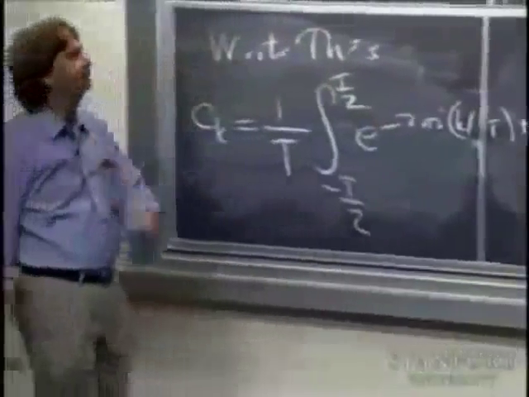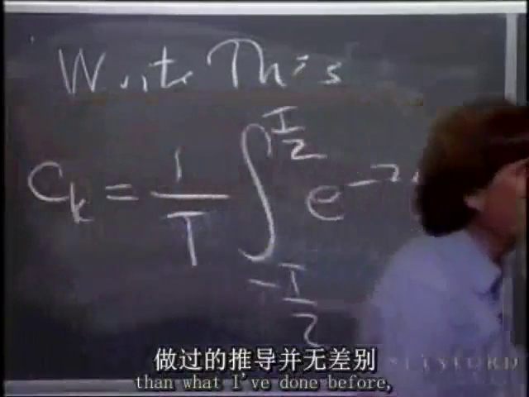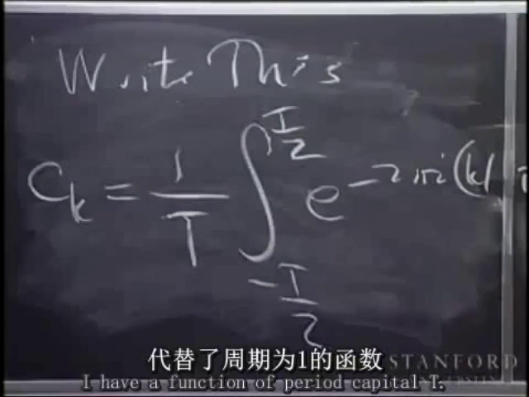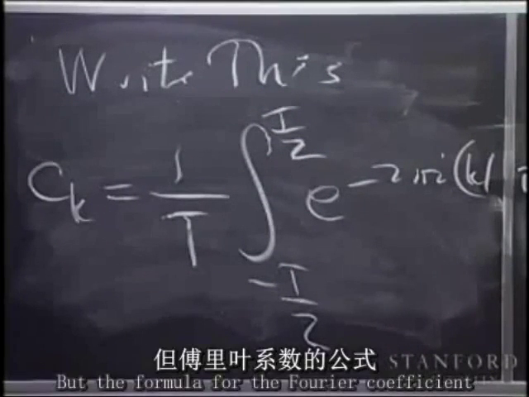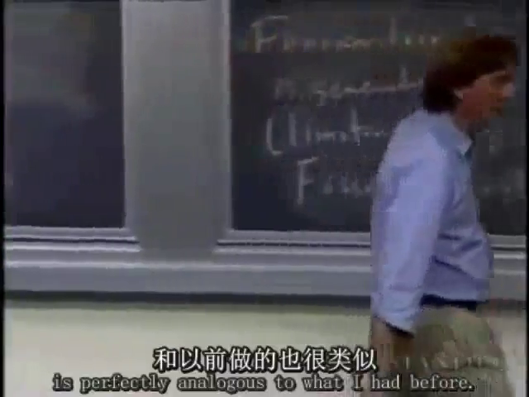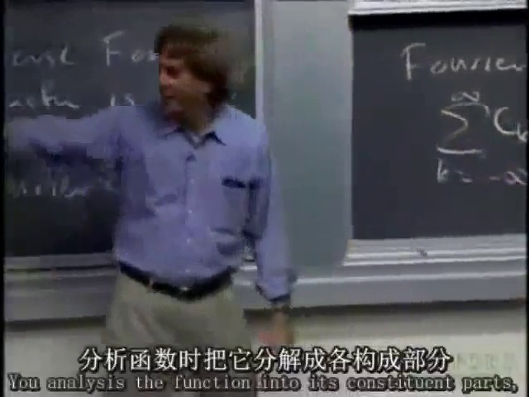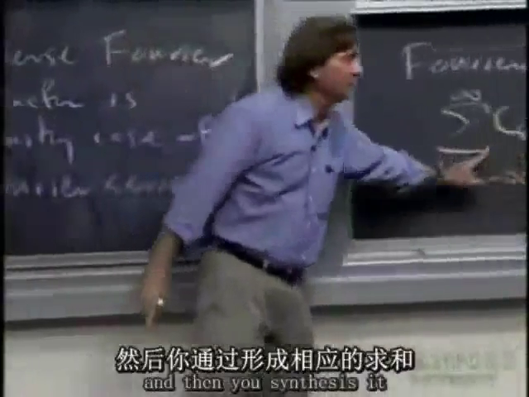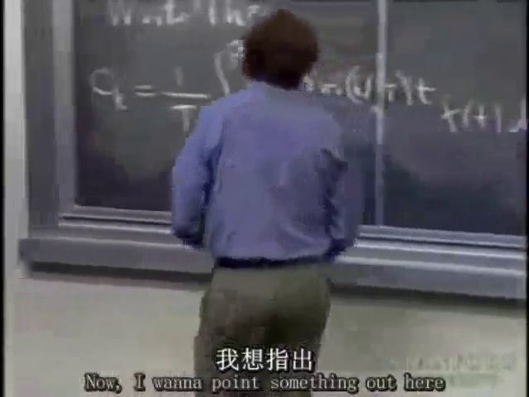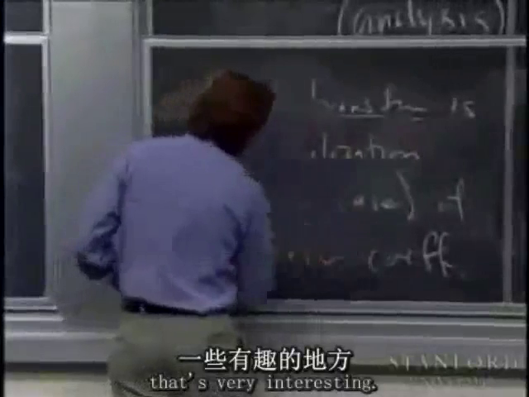Okay, fine. So this is really no different than what I've done before, except I've written things a little bit more generally. Instead of a function of period 1, I have a function of period capital T. But the formula for the Fourier coefficient is perfectly analogous to what I had before, and the formula for the Fourier series is perfectly analogous to what I had before. So again, that's analysis, that's synthesis. You analyze the function into its constituent parts, then you synthesize it by forming the corresponding sum. All right, now, I want to point something out here that's very interesting.